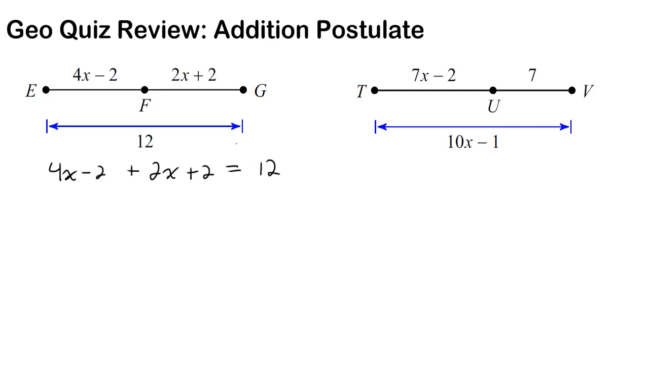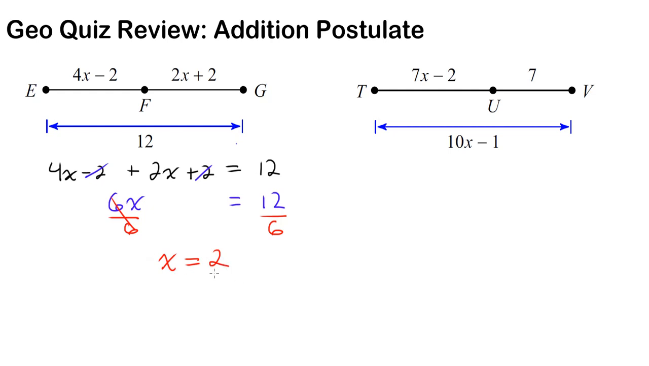So now all we have to do is go about the process of solving this equation. So I could combine like terms here, 4x plus 2x, that is 6x, and then negative 2 plus 2, right? Those cancel each other out. So this leaves me with 6x equals 12. And then all I need to do to solve this equation is divide both sides by 6. And I get x equals 2.